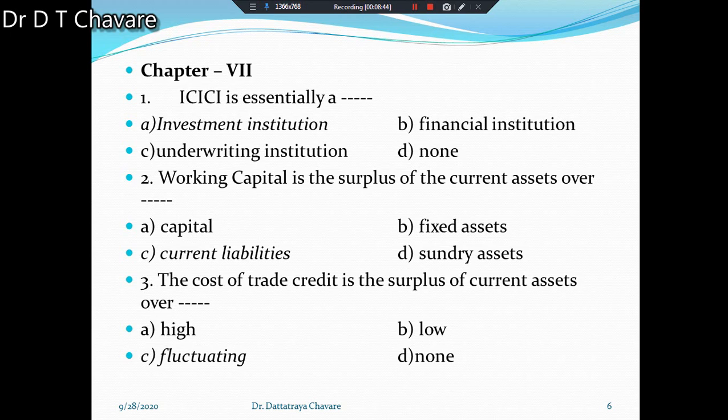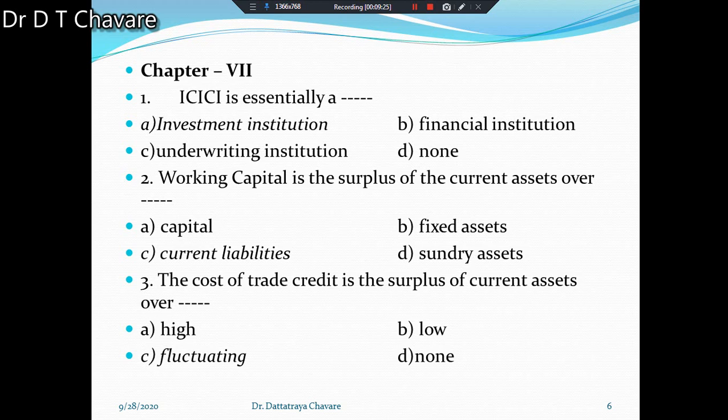ICICI is essentially a dash dash. Four alternatives are given: investment institution, financial institution, underwriting institution, and none. The answer will be investment institution, because in the name of this institution also, you will find the word investment in ICICI.